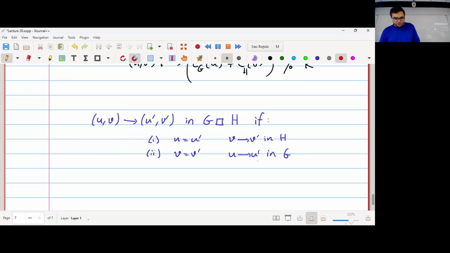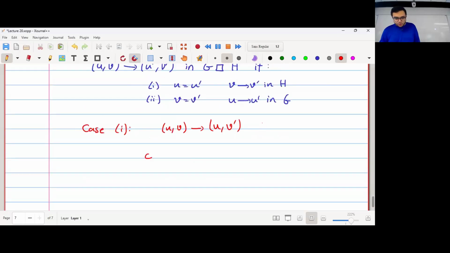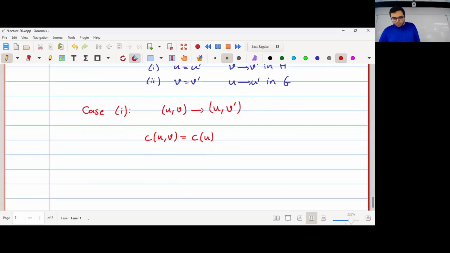So let's first do case 1. What's happening in case 1? In case 1, U is equal to U prime, right? So basically my edge is something like this. It's UV going to UV prime. Okay. Now, what is the color of UV? The color that I'm assigning to the vertex UV. It was supposed to be the color of U. I'm not going to write these subscripts anymore. You know what I mean. Plus the color of V, all of it modulo k.